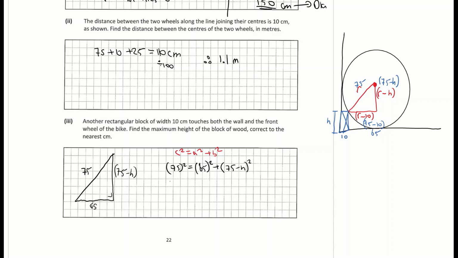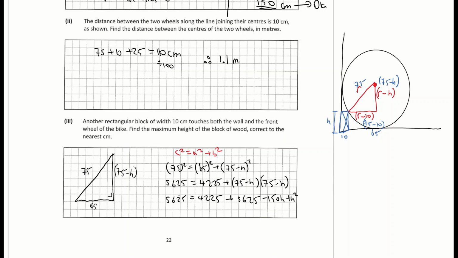Tidying this up, 75 multiplied by 75 is 5625. 65 by 65 is 4,225. And then I need to multiply this bracket out by itself. Tidying it up, 5625 is equal to 4225. Multiplying in these brackets now, I'm getting 75 by 75, which is 5625. 75 by h, and again h by 75, which give me minus 150h, and then h by h would give me a plus h squared.